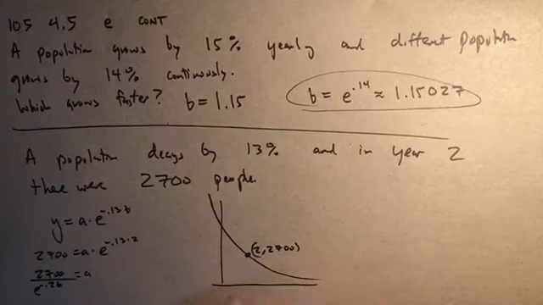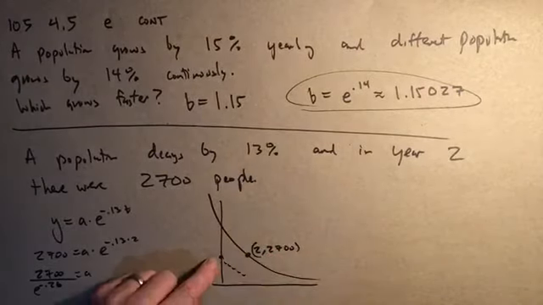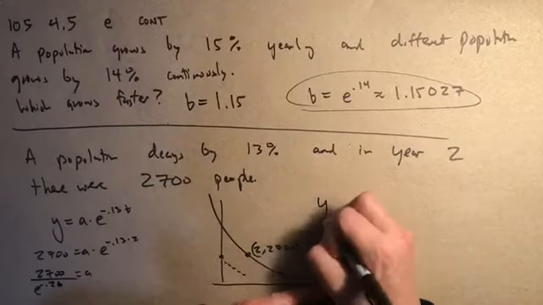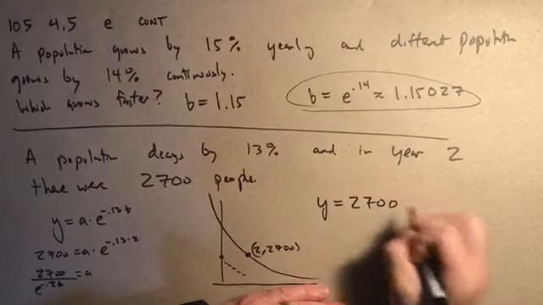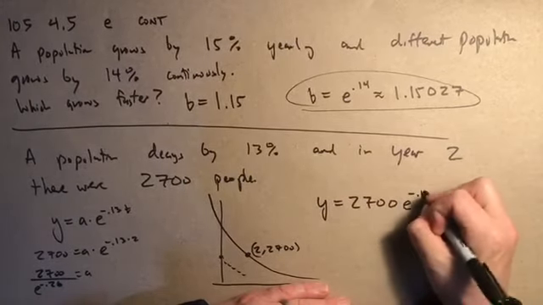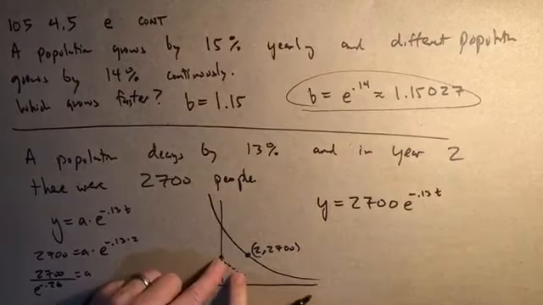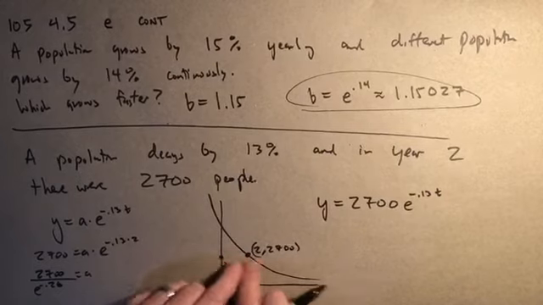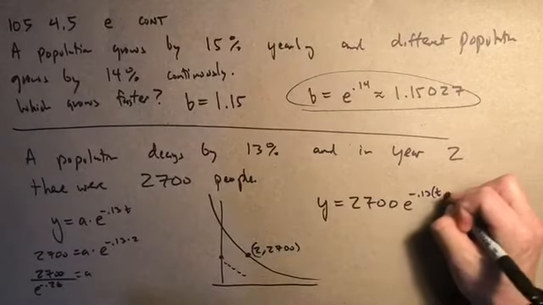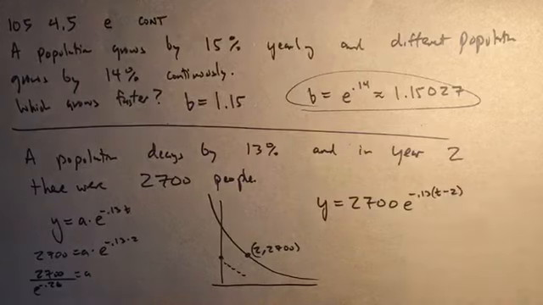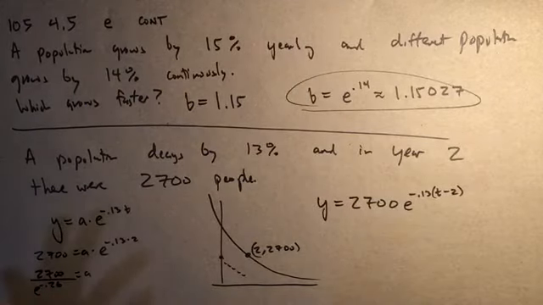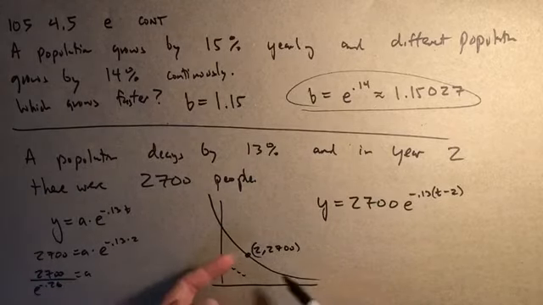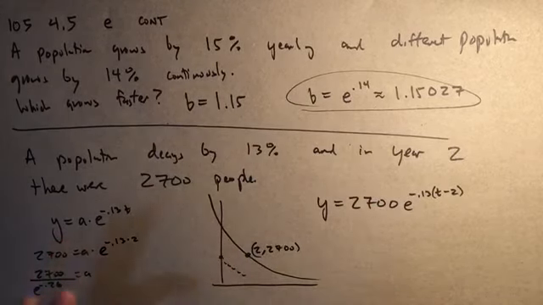And so what I'm going to do is make this equation right here using this 2,700 like a fake a value. y is equal to 2,700 e to the negative 0.13t. That would be this dashed equation right there, but that's not the one I want. I need to take this and shift it to the right 2 units. And so to do that, I'm going to have a t minus 2 in my exponent. So as much as I love being able to solve for your initial value, I think being able to use a point in space is a much faster way to attack.